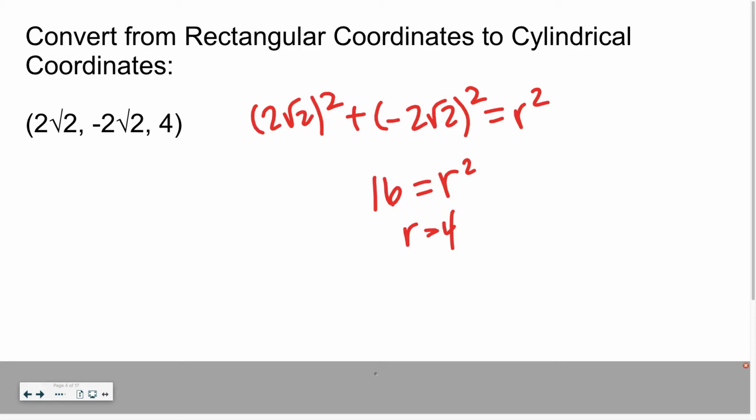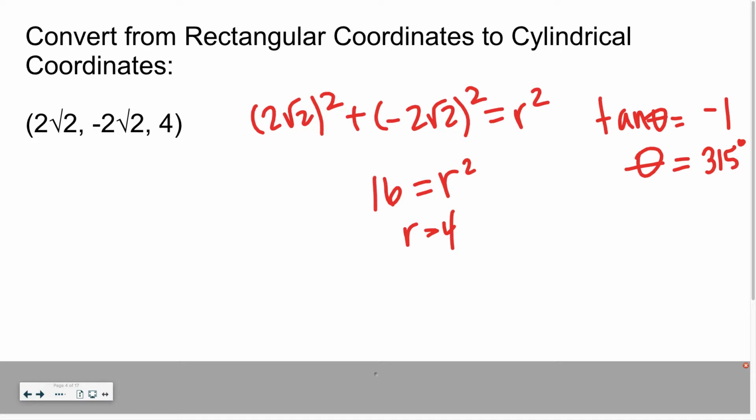Okay. Tangent theta equals y over x would be negative 1, right? But we also need to think about the quadrant in which this would fall in the xy plane. So we know that we have a 45-degree reference angle, but what would our actual angle be? 315. Okay, because we need to make sure we are going right and then down in the xy plane.